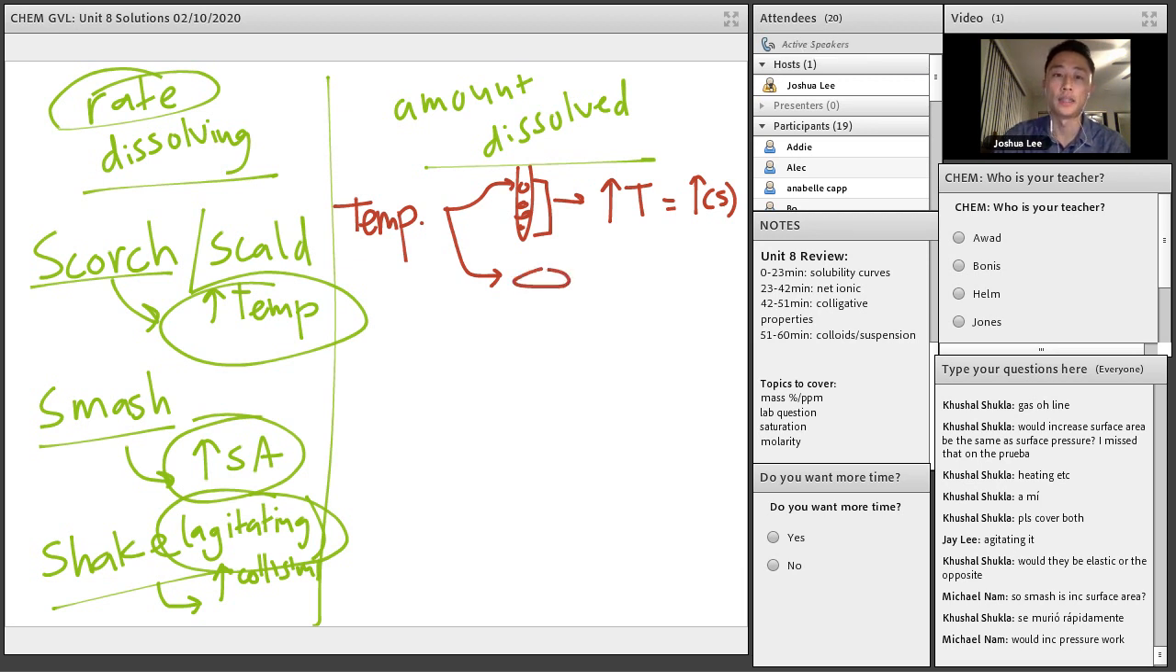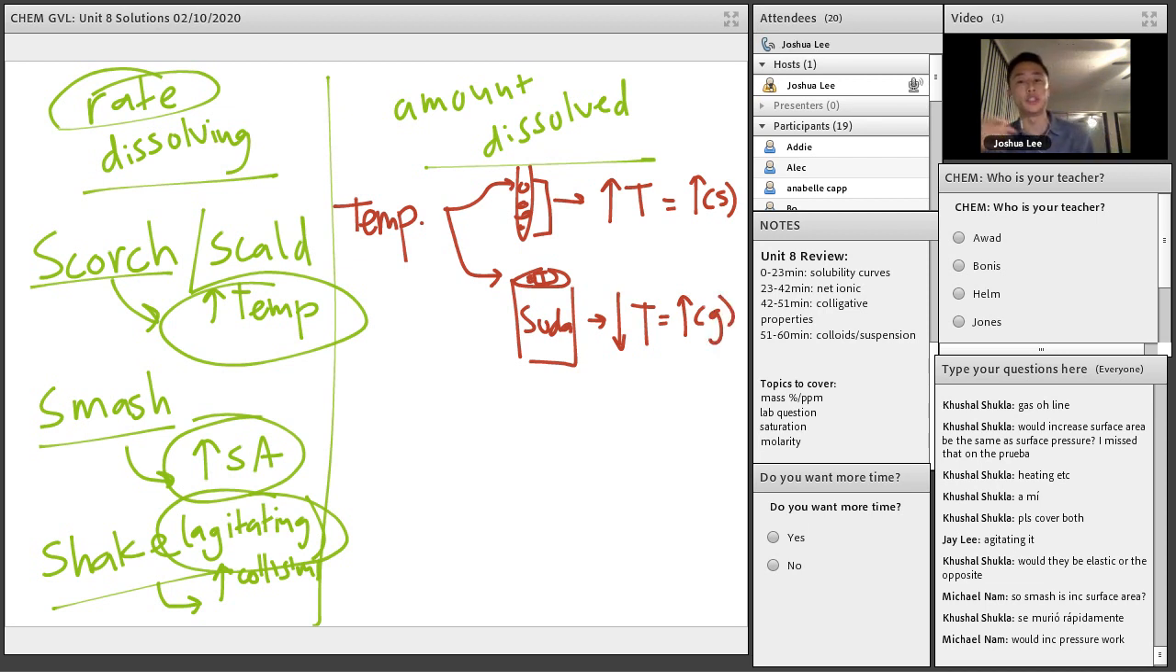But in a nice bubbly can of soda, you actually want to decrease the temperature to increase the amount of gas that's dissolved. So that's why if you just wrote temperature, what are you talking about? Are you talking about solids or gases? Two separate things for that.